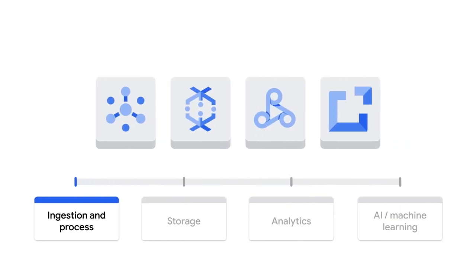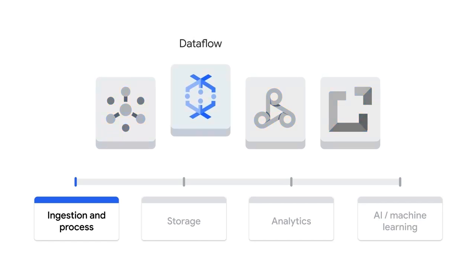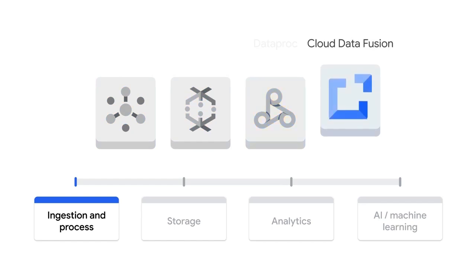Let's cover the products available in each stage of the data to AI workflow. The first category is ingestion and process, which includes products that are used to digest both real-time and batch data. The list includes Pub/Sub, Dataflow, Dataproc, and Cloud Data Fusion. Please check cloud.google.com/training for more training on data ingestion and process.